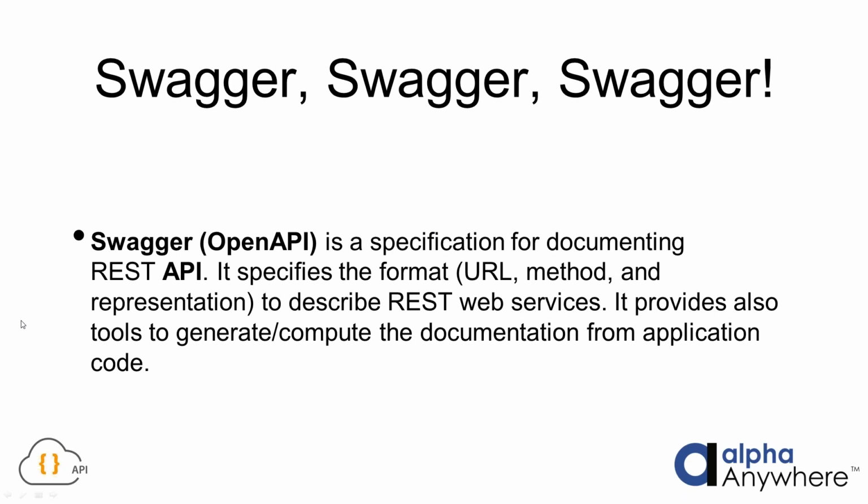Yeah. So Swagger, what is Swagger? Something we did to make it easy to create your own API and put it out there is support for generating a Swagger API based off of your API. And Swagger, or as they're now moving towards, Open API, is the name they're moving towards. It's a specification for documenting your REST API. It specifies the format of the URL, the methods, the representation. It describes it as a REST service. It also provides Swagger, the service itself.